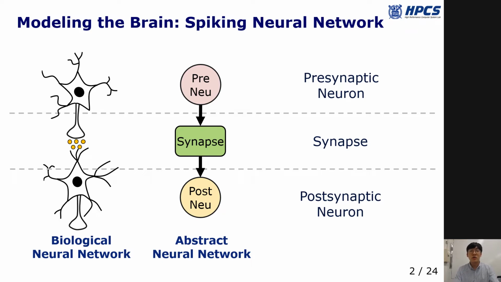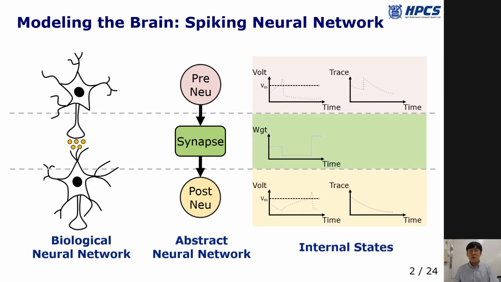The source neuron is called a presynaptic neuron and the destination neuron is called a postsynaptic neuron. To accurately model the brain, each component keeps time-varying states. A neuron keeps two internal states called voltage and trace, and a synapse keeps weight. As the states evolve, at some point of time, a neuron's voltage may exceed a certain threshold. And then it fires a spike.